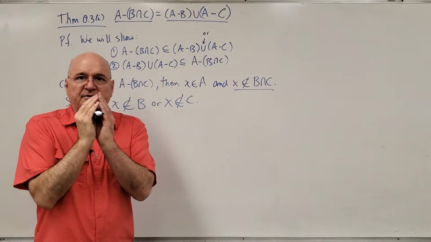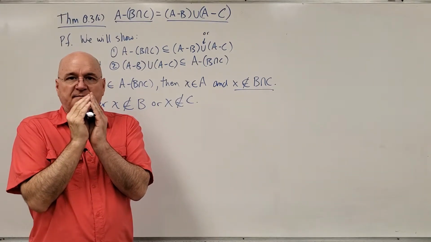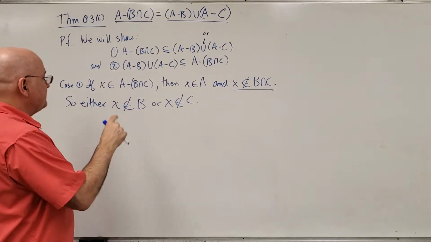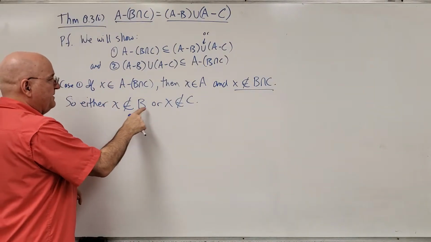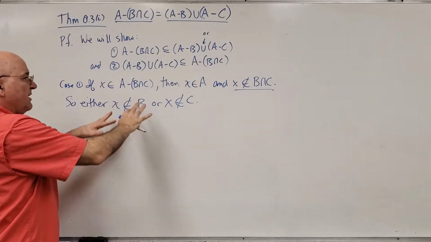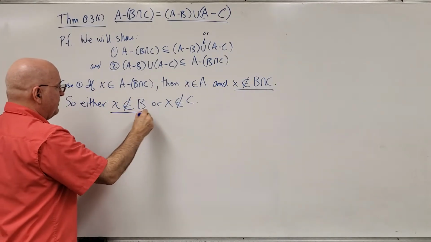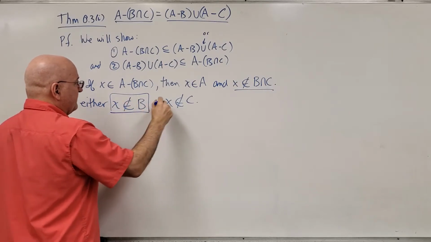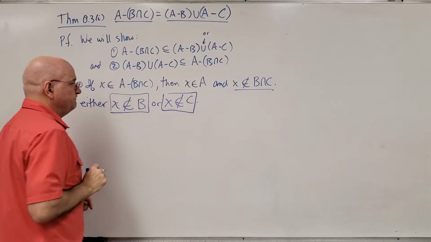If you're not in the intersection, it means you're not in both B and C. You could be in one, but not the other. So it must be true that either you're not in B or you're not in C. Now here's where I'm going to break this case number one into two little cases. That'll be the first case. If that will prove that, and if that happens to not be true, then we know that's true.